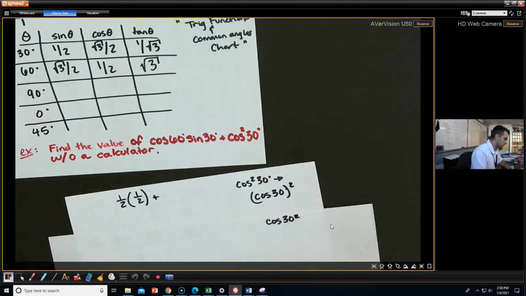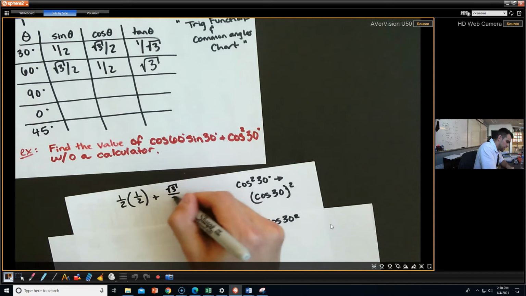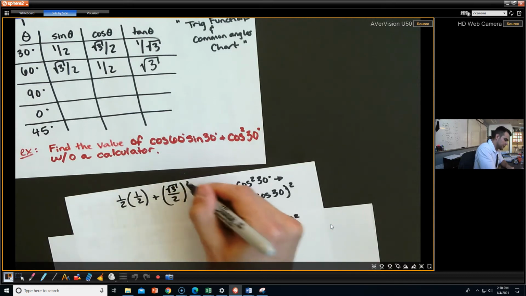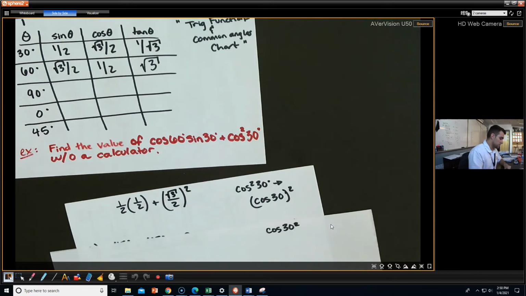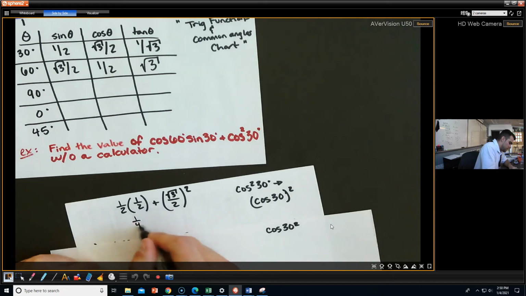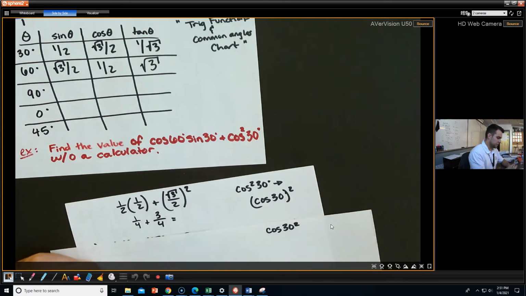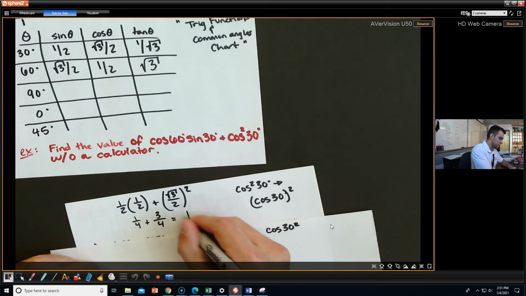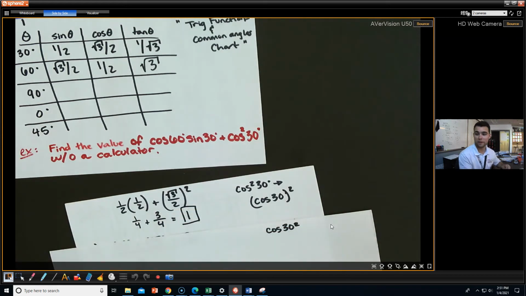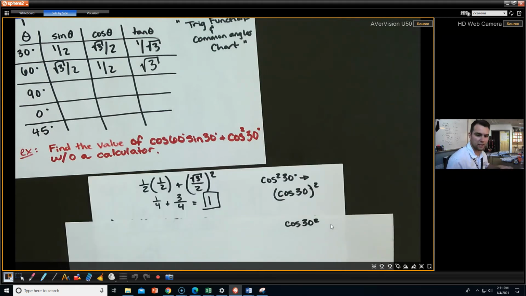Anyway, cosine of 30 degrees is square root of 3 over 2. And of course, we need to square that. So we need to square the top and the bottom. So let's see, we get 1/4 plus square root of 3 squared is just 3, over 4. And so that's going to equal just 4 over 4. Huh, who would have thought? Not me, okay? Luckily for us, we have some good trig functions that can help us out and make that a lot simpler of a process. Let's continue on.